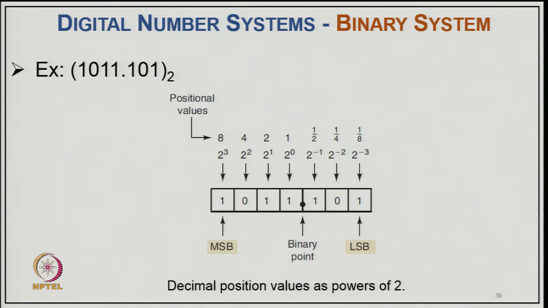We have a binary point here in between. On the left side we have 1011 and on the right side we have 10, and their position values: on the left side it goes 2 to power 0, that is weight 1, 2 to power 1 that is 2, 2 to power 2 that is 4, and 2 to power 3 that is 8, the most significant bit here. On the right side we have 2 to power minus 1 that is half, 2 to power minus 2 that is 1 by 4, and 2 to power minus 3 that is 1 by 8, in decimal equivalent.